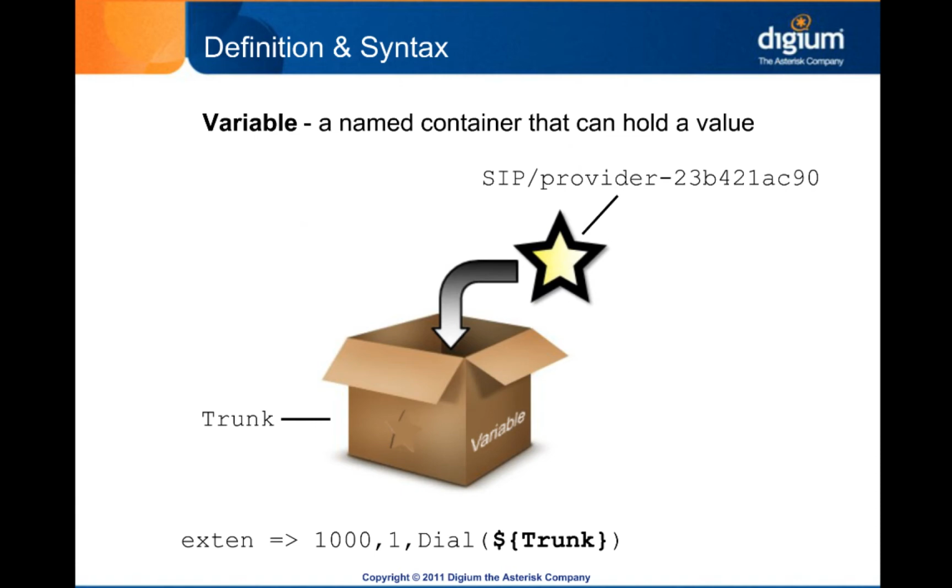Another benefit is that if the SIP provider changes, we don't have to seek out and change every reference to it in our Dialplan. We only need to change the variable assignment once, and Asterisk will use the new value of the variable when it's encountered. Variables in the Asterisk Dialplan are divided into two categories: channel variables and global variables. We'll start by taking a closer look at channel variables.